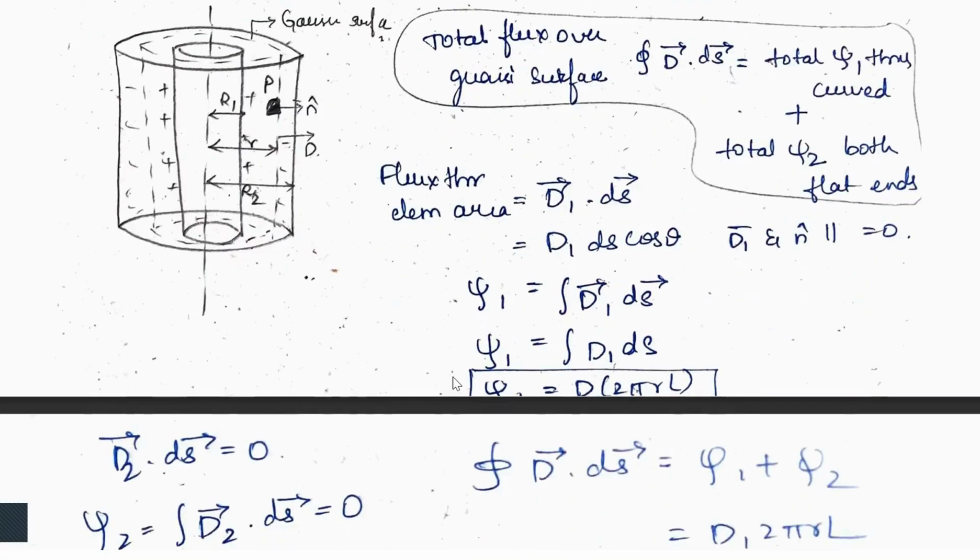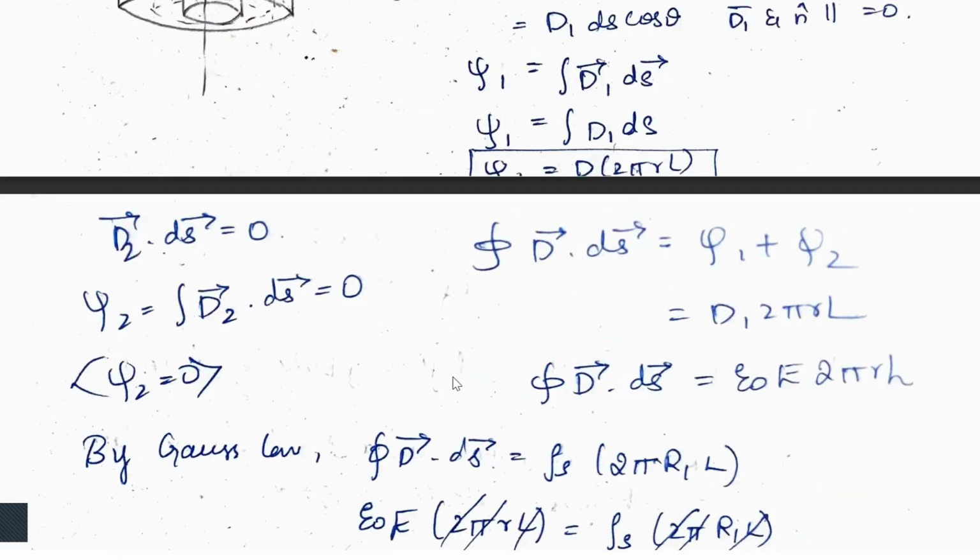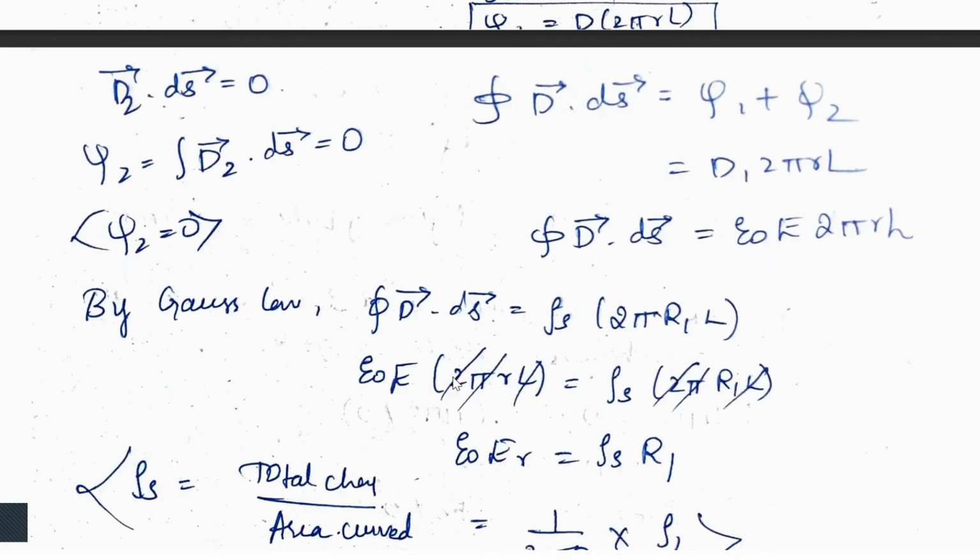Psi1 is equal to the integration of D vector dot dS vector. Psi1 is equal to D into 2 pi r L. Next, D2 dot dS vector is equal to 0, so psi2 will be 0. On adding both psi1 and psi2, we get D1 2 pi r L. Substitute D1 as epsilon naught E and simplify. Finally, equate it to rho s into 2 pi R1 L. You will get epsilon naught into E_r is equal to rho s into R1 divided by r.